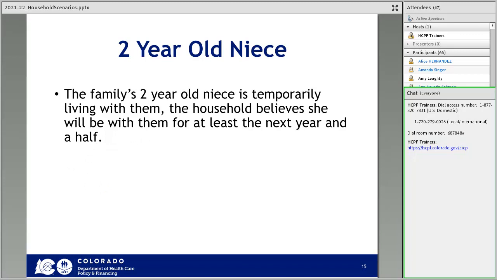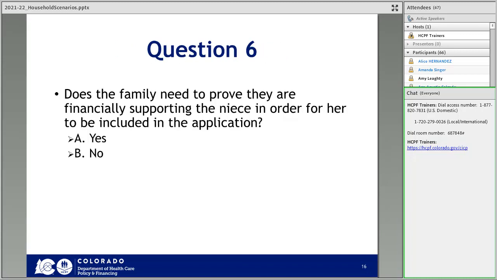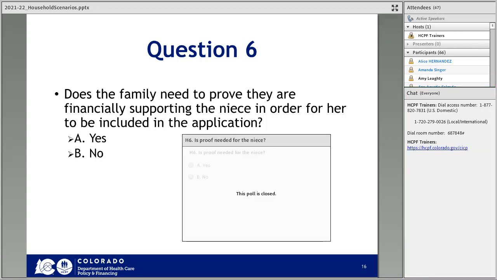Okay, so the 2-year-old niece, she's temporarily living with the family, and the household believes that she will be with them for at least the next year and a half. So does the family need to prove that they're financially supporting the niece in order for her to be included in the application?